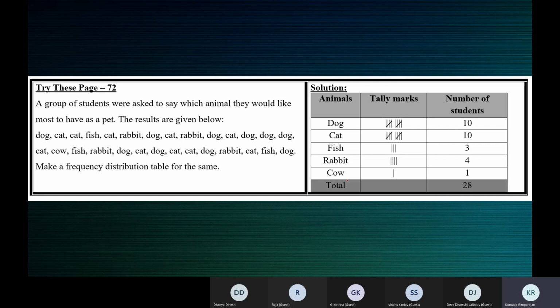Okay, see, cow. We'll not go into the details of English. Now, cow is not a pet animal. We know it's a domestic animal. So we're not going to all that. So this is the answer given by 1 student. That student wishes to have a cow.